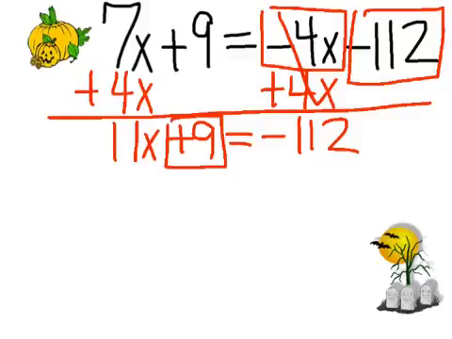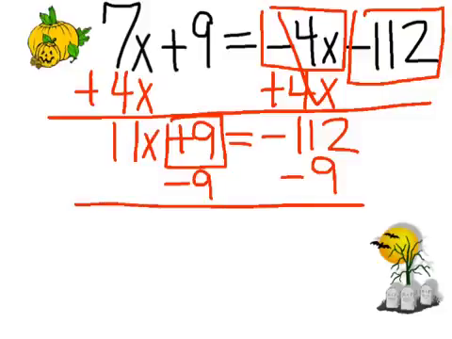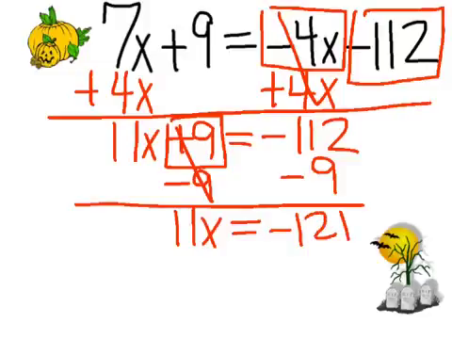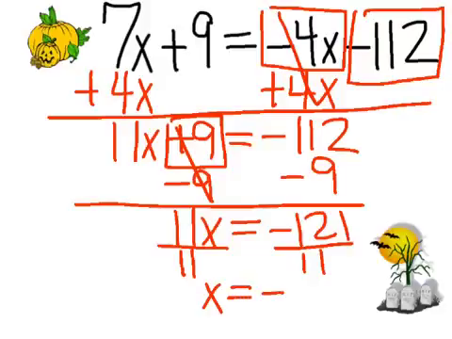We have a positive 9 here, which means we need to subtract 9 from both sides. That's going to give us 11x on the left and negative 121 on the right. We divide by our coefficient, and x is going to equal negative 11.